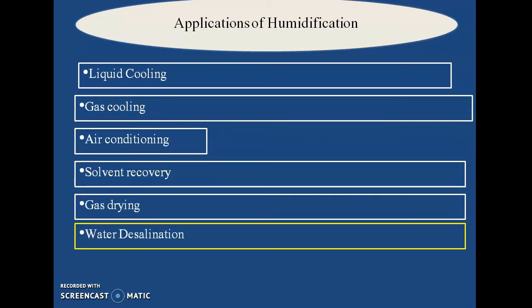Gas drying, water desalination. So this gas drying comes into the category of dehumidification. As we said, humidification, dehumidification. In humidification, liquid transfer takes place from liquid to gas. In dehumidification, liquid transfer takes place from gas phase to liquid phase. So gas drying is an application that belongs to dehumidification.